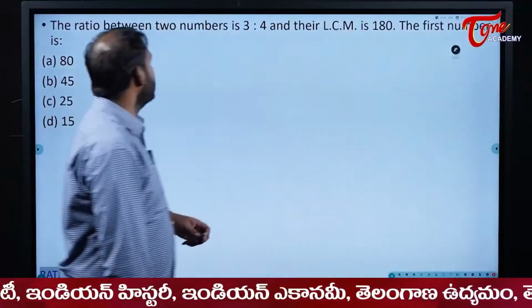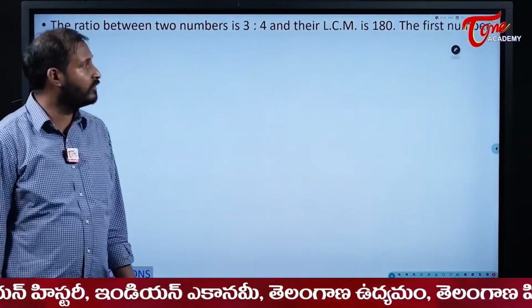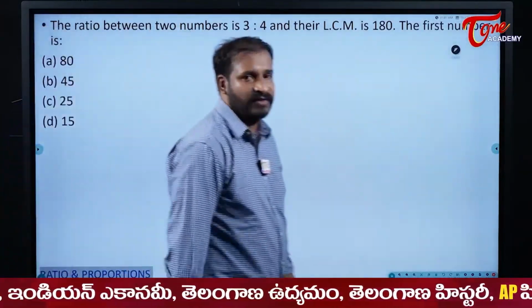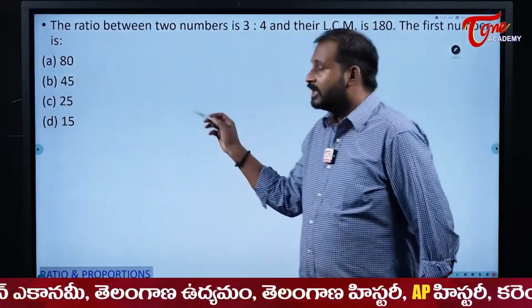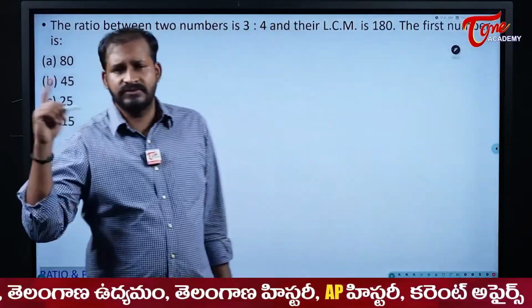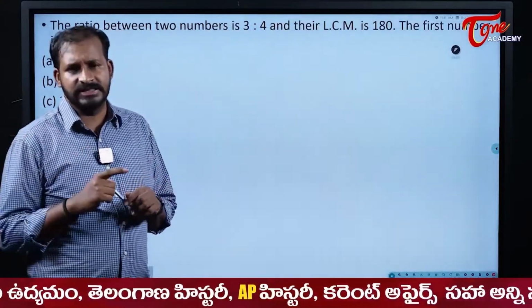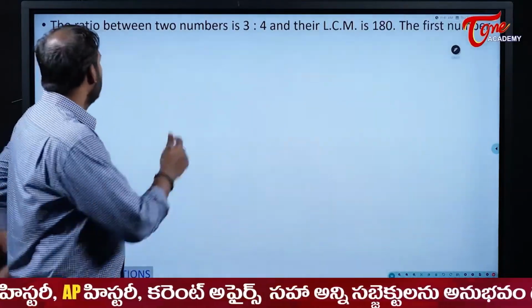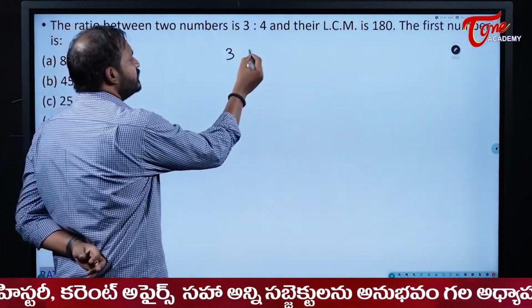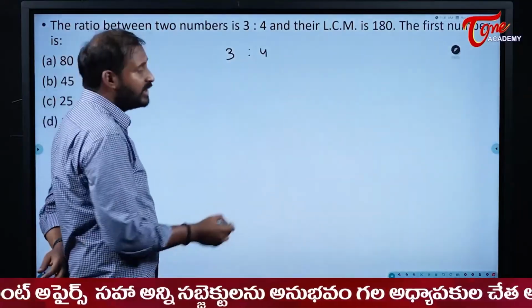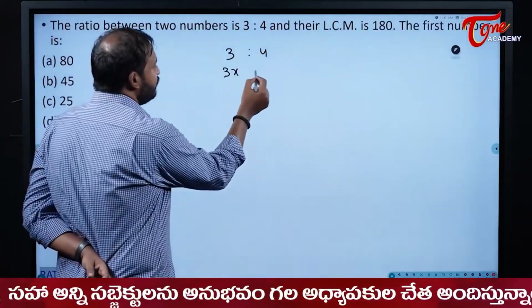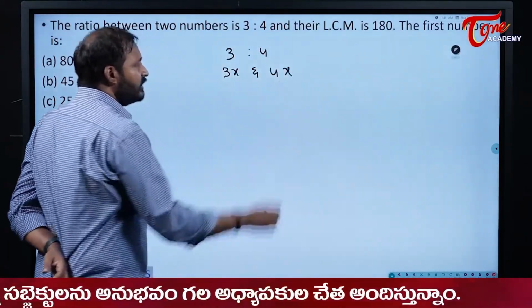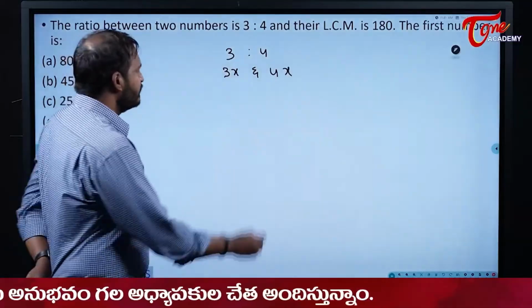Right, next one. The ratio between two numbers is 3:4 and their LCM is 180. The first number is, okay, good. This is one of the questions of which we solved a similar type in LCM and HCF also. But for your understanding, we will once again see it here. Now the ratio between two numbers is 3:4. That means the two numbers become 3x and 4x. As I have already told you, 3x and 4x, this x is what?